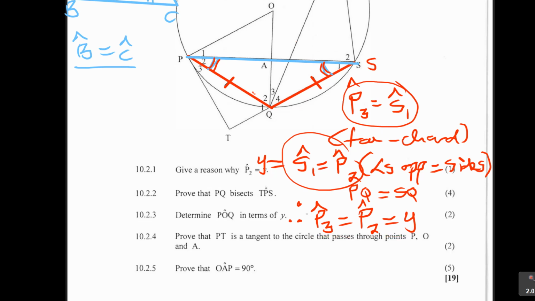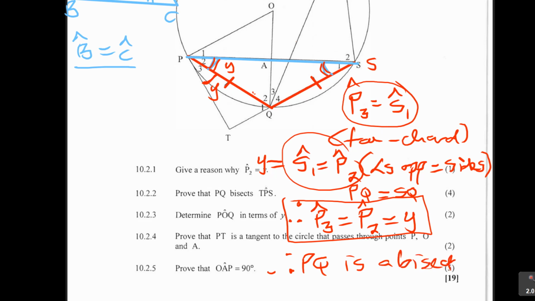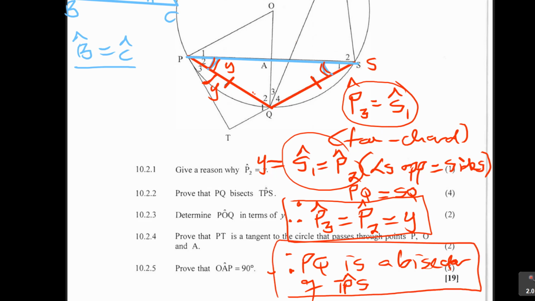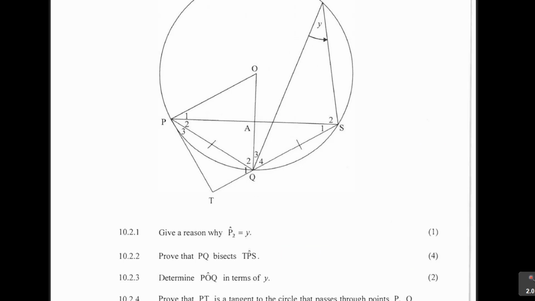They gave us actually that angle, right? So we can come back here and say if this angle is Y and that angle is Y, that's what we mean about a bisector. It divides the angle into two equal parts. Then you can say therefore PQ is a bisector. You conclude that. Of what? Of that angle TPS. We are concluding that, and then you get your 4 marks for that. Alright, that is that. Let's continue the question.